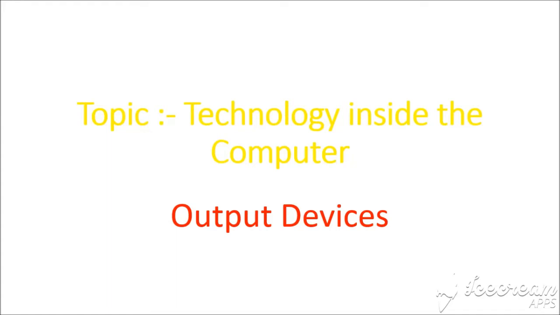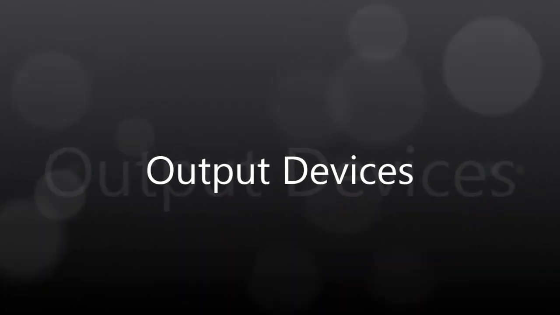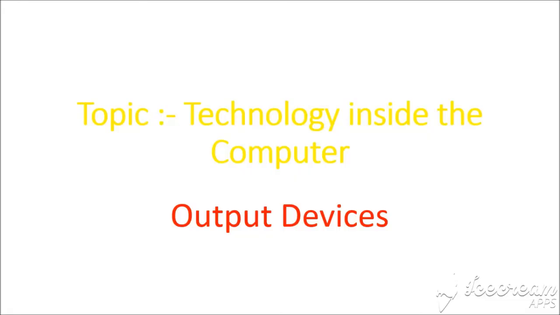Output devices are those devices which display the result after processing the data, which is done by the ALU. A lot of devices are there. Let me discuss them one by one.